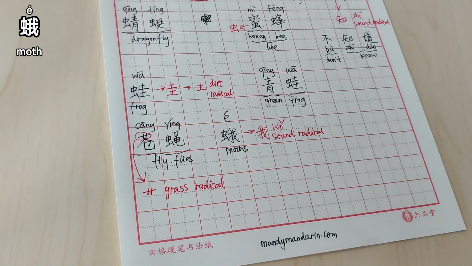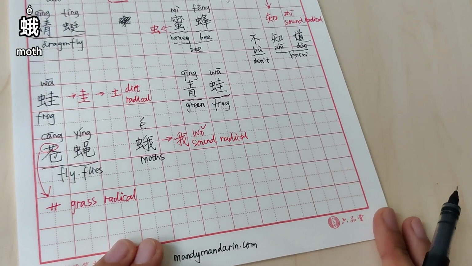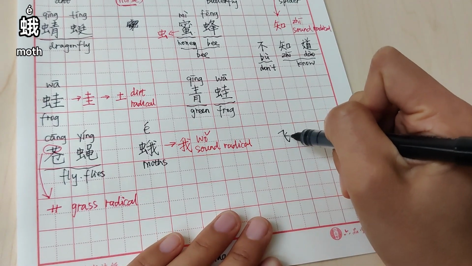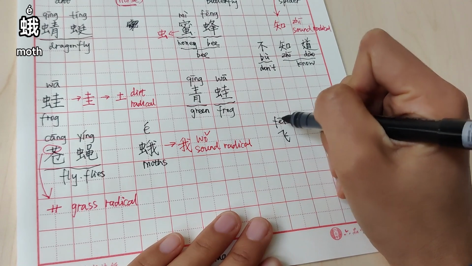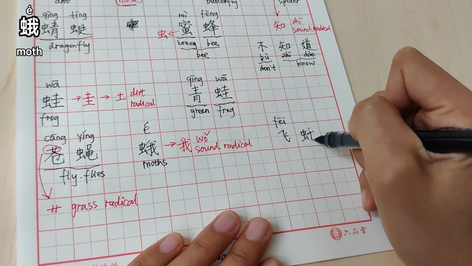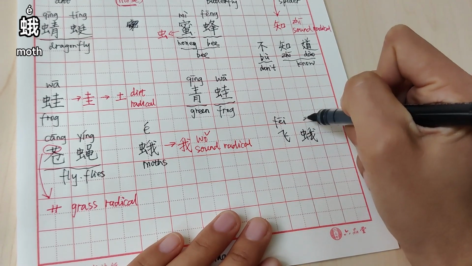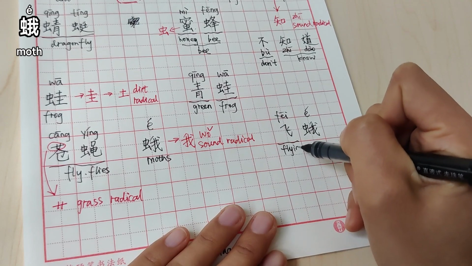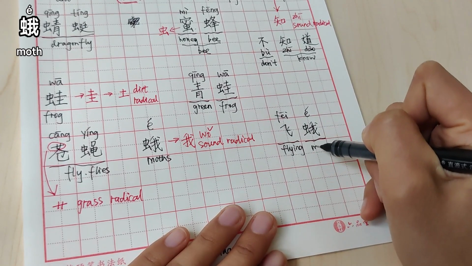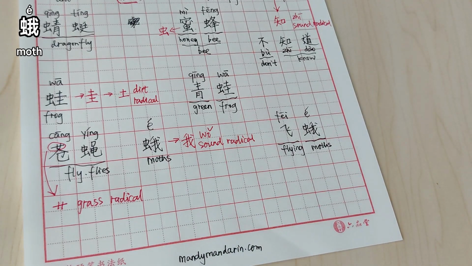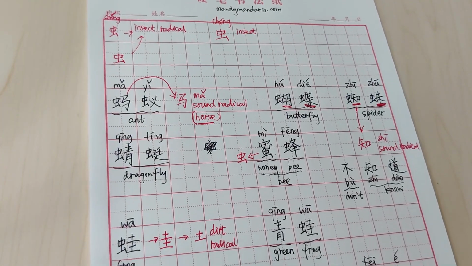Okay, so to say the flying moth, we say 飞蛾. Fei meaning flying. 蛾 is the moth.